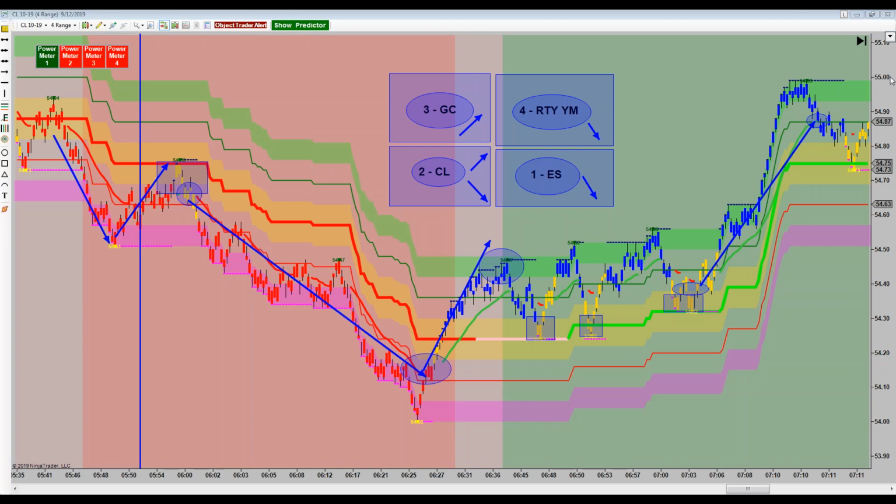Okay, so the gold chart's loading. Hope we don't lock up here. Get the data up here. We'll go back and look at the open real quick, see what kind of trade set up on gold.